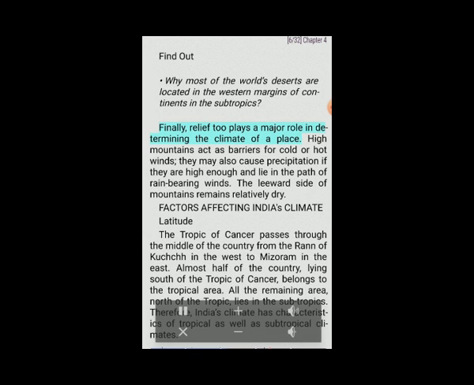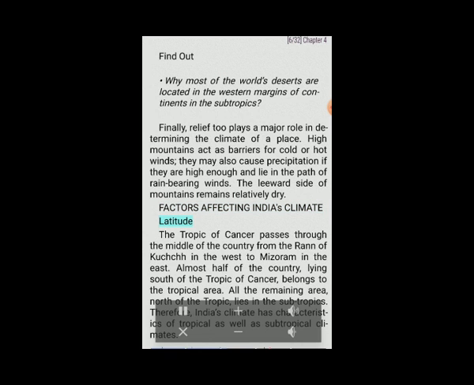Finally, relief too plays a major role in determining the climate of a place. High mountains act as barriers for cold or hot winds. They may also cause precipitation if they are high enough and lie in the path of rain-bearing winds. The leeward side of mountains remains relatively dry.